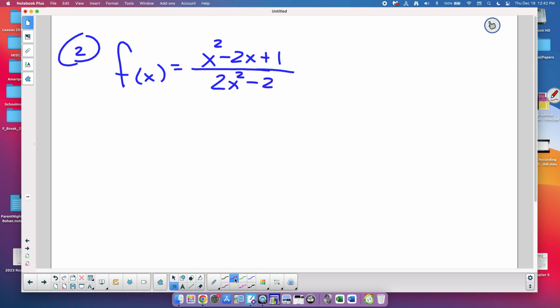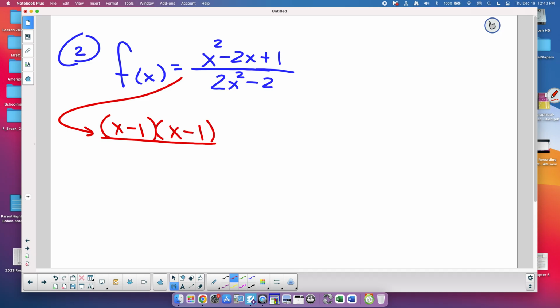The very first thing, I did say do the 7-step process, but I wrote it out for you. Simplify. Are there holes? Can you simplify this? Does it factor out? Yeah, to x minus 1 squared. X minus 1 times x minus 1, or x minus 1 squared like you said. Does the bottom factor? 2 times what?